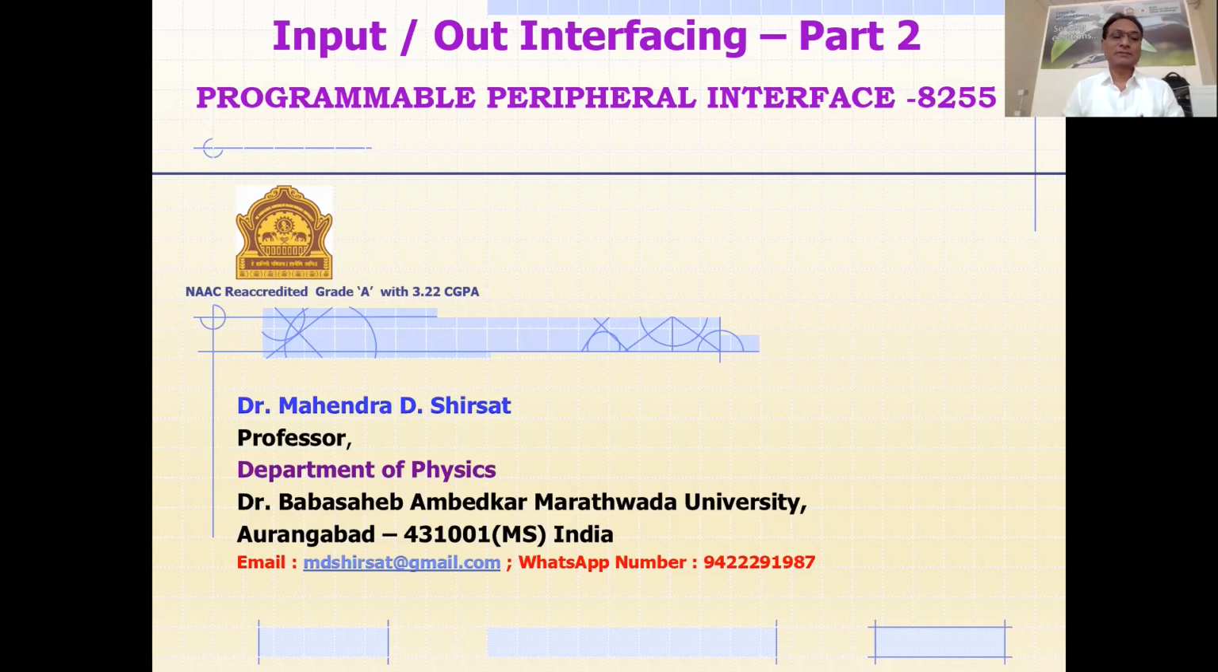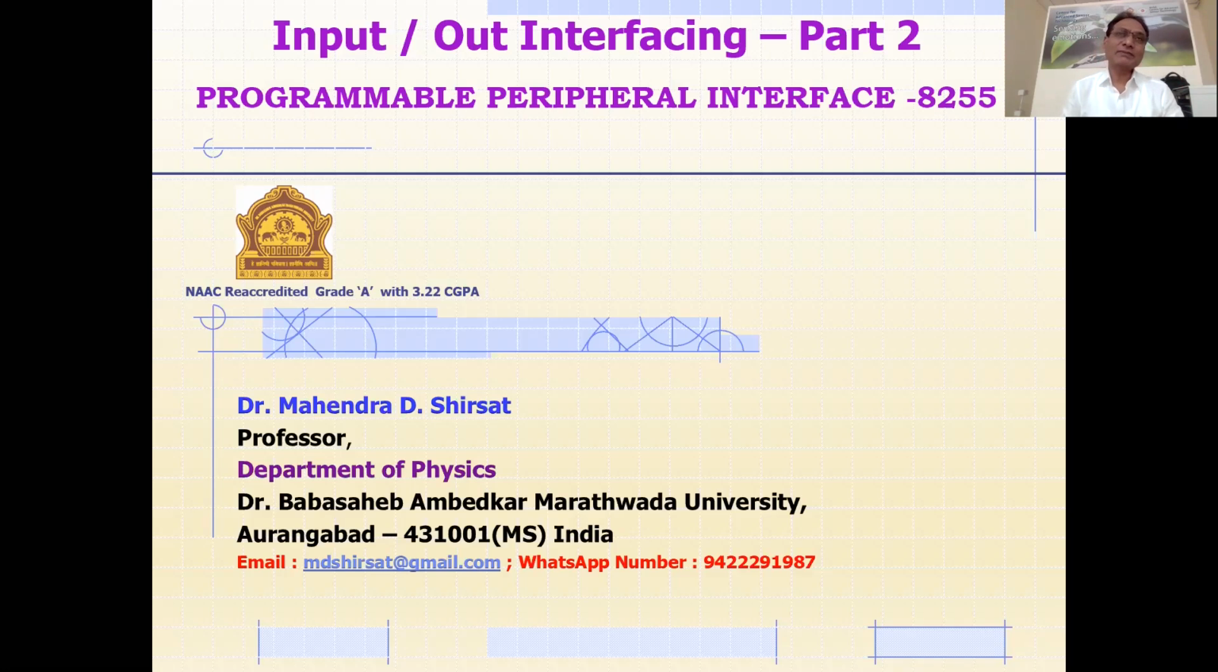You don't need to connect separate circuitry to take care of the mismatching between the input device, the microprocessor, and the output devices. This peripheral interface is known as the peripheral interface 8255. 8255 is the number of the IC.